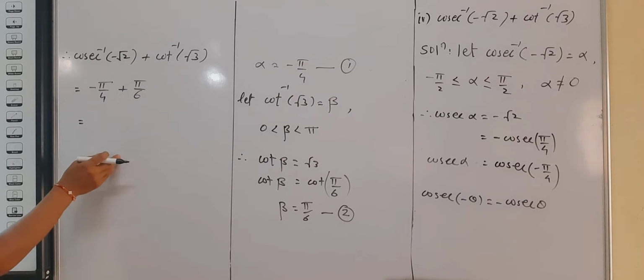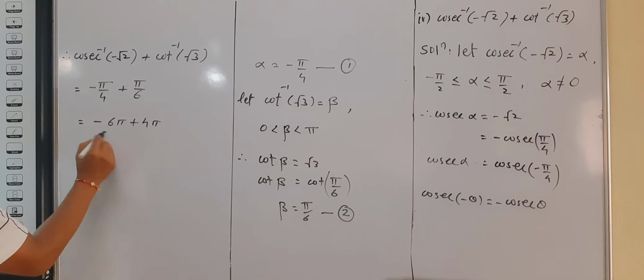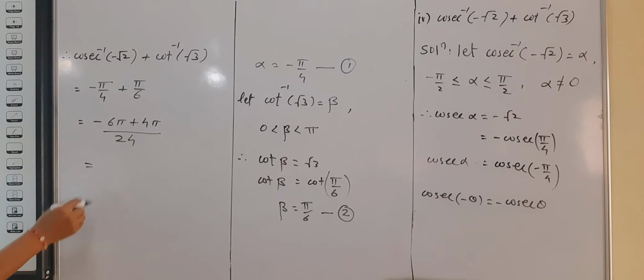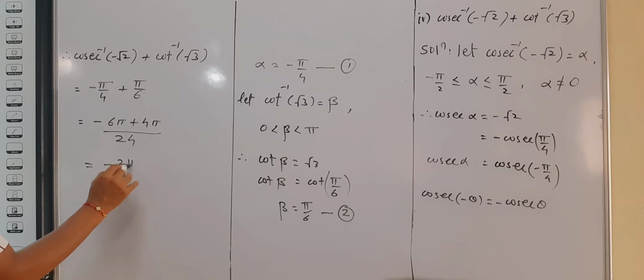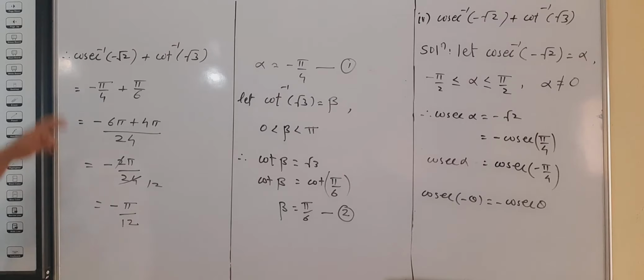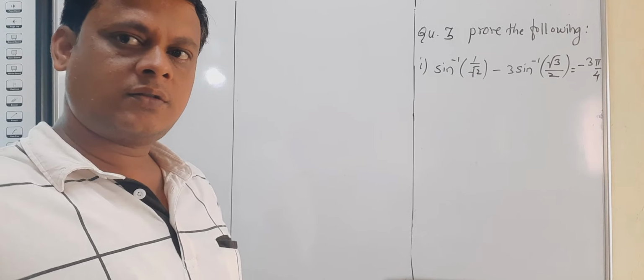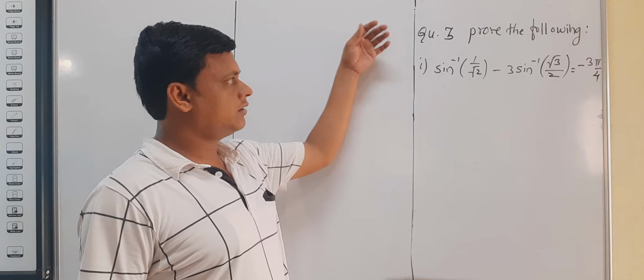After cross multiplying we get minus 6 pi plus 4 pi upon 24. So we get here minus 2 pi upon 24. So after simplifying we get minus pi upon 12, that is the value of cosec inverse of minus root 2 plus cot inverse of root 3. Now see the main question, third.